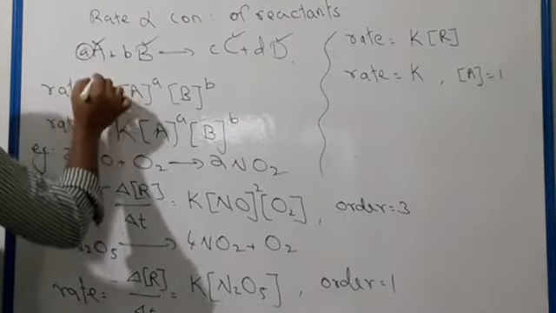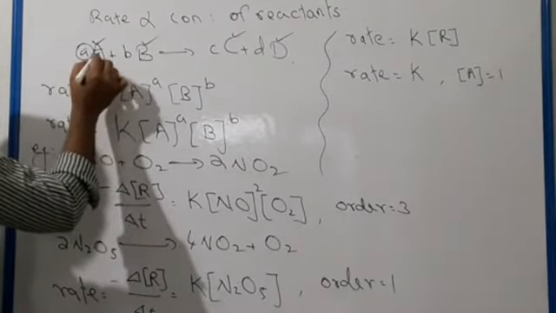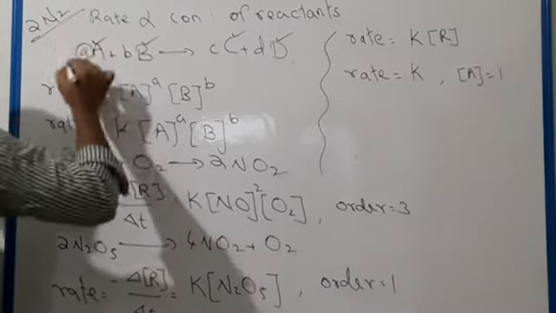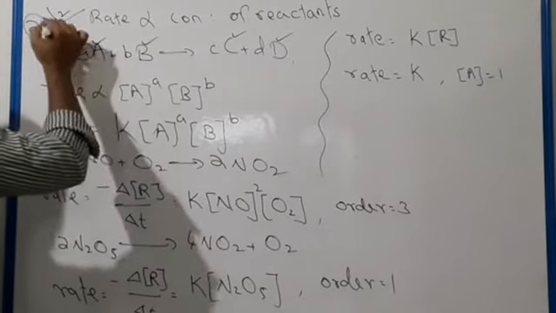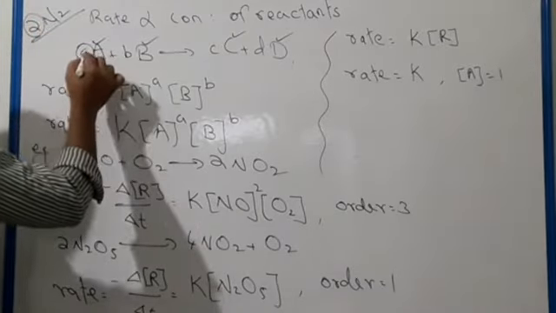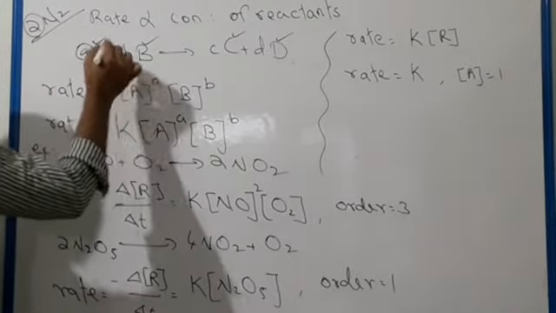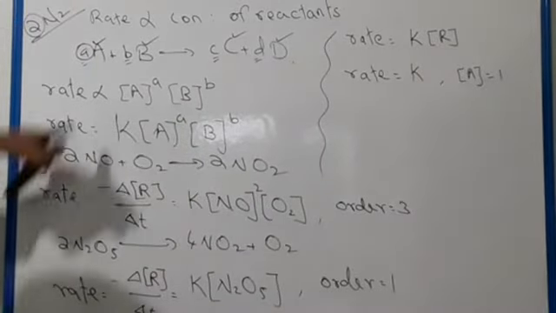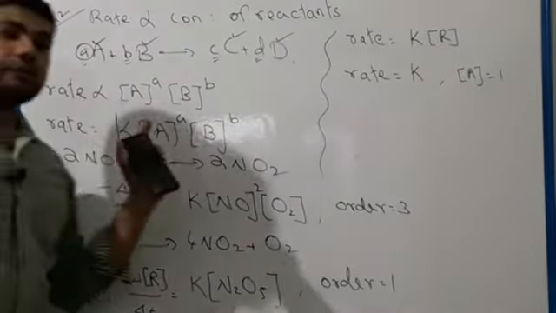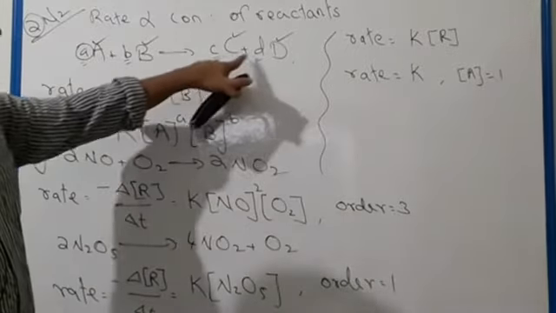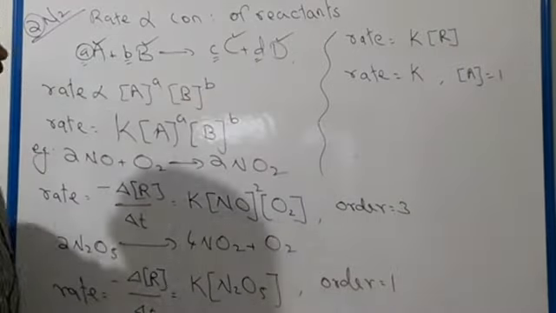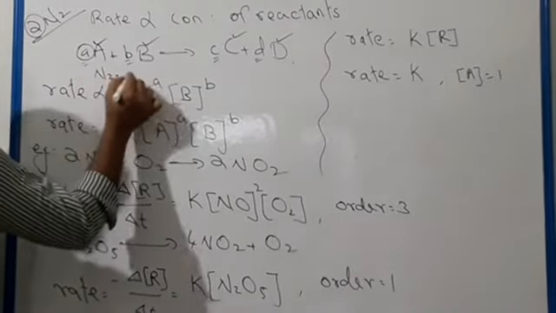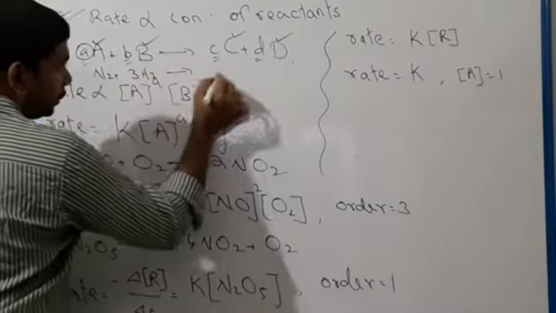This small letter a is the coefficient, the number of moles of A. For example, you know 2N2, here two moles of N2. Similarly here a moles of A. So a, b, c, d are the coefficients. And here capital letters A, B are reactants. Capital letters C and D are products. Okay. Here I will give you one example. N2 plus 3H2 giving 2NH3.